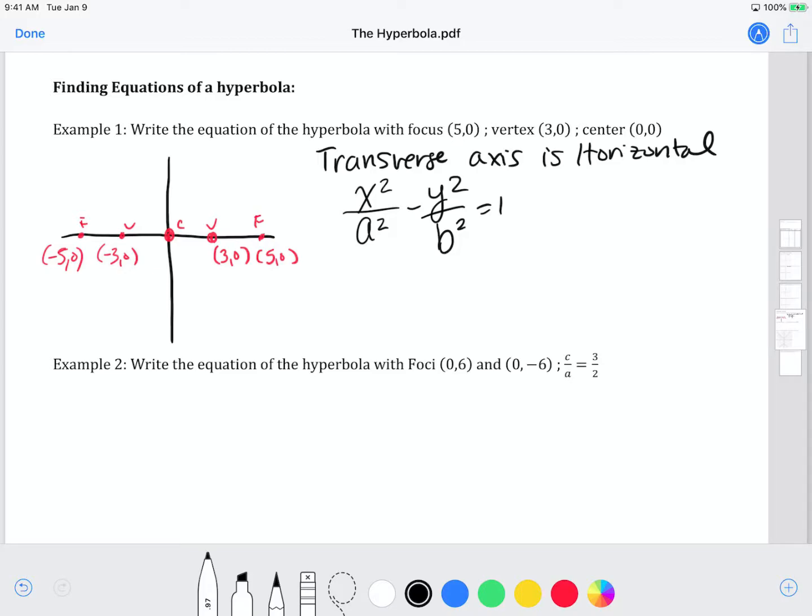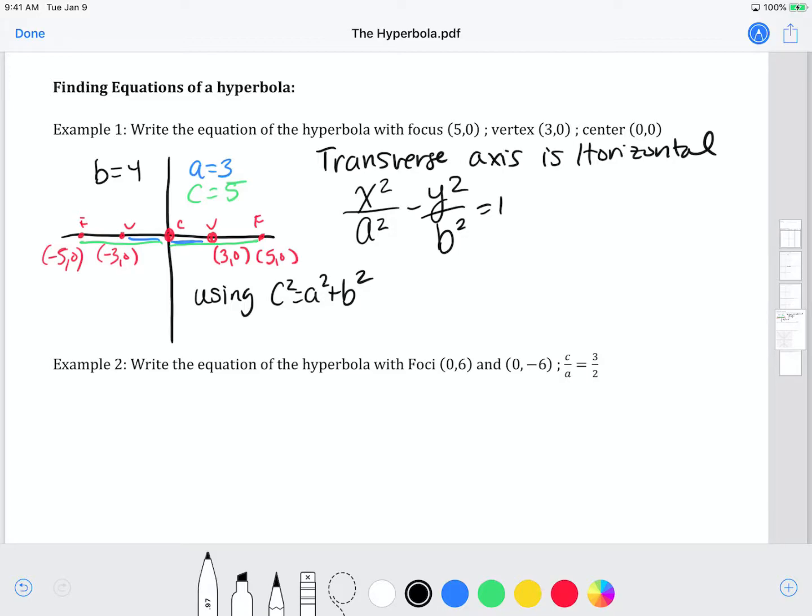Now we already know what our a value is, because our a value is the distance from the center to each vertex. So I know that a is 3. We also know that the focus is 5 units out from the center, so I know that c is 5. So using our equation, c squared is equal to a squared plus b squared, I can derive that b is going to be 4.